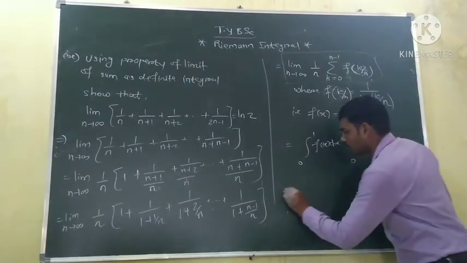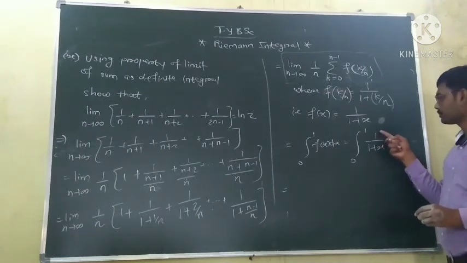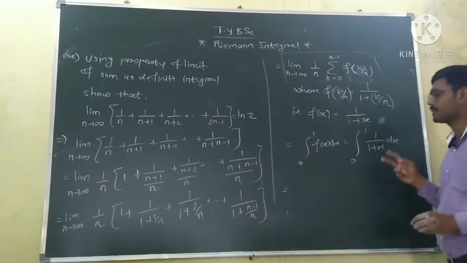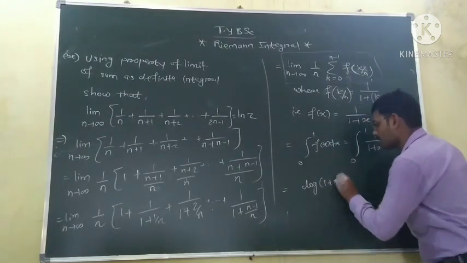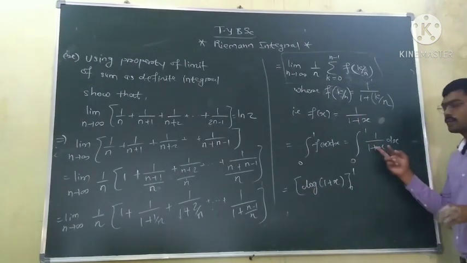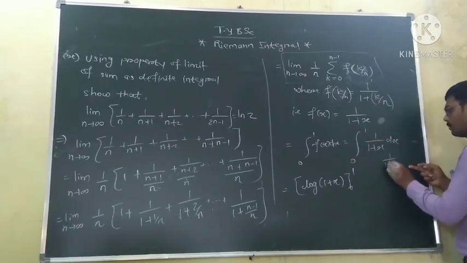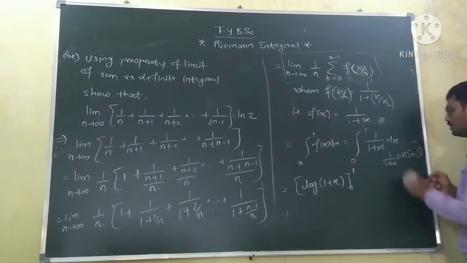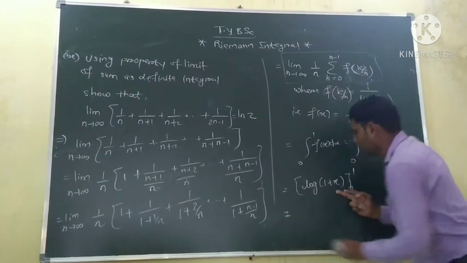So this is equal to the integration of 1 upon 1 plus x. We know its integration is log of 1 plus x, with limits from 0 to 1. We can evaluate this integral because this function 1 upon 1 plus x is continuous, and so Riemann integrable on 0 to 1.